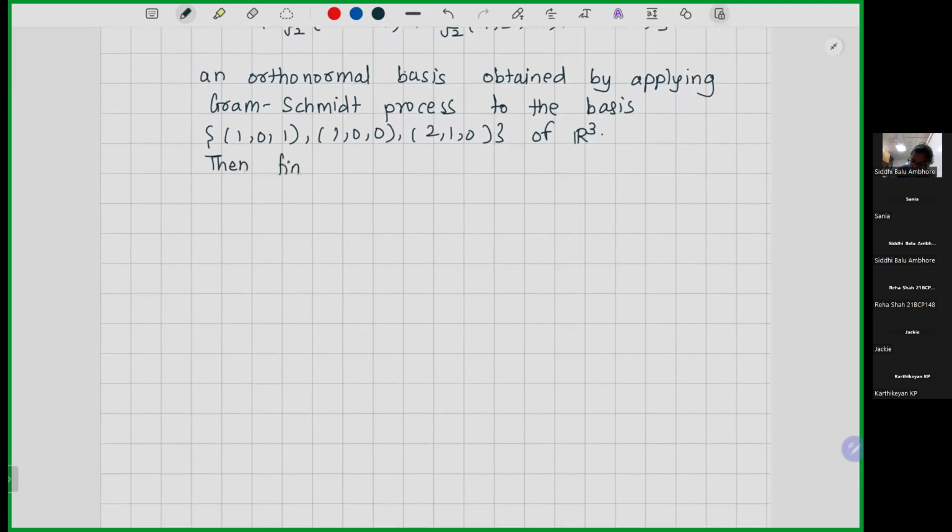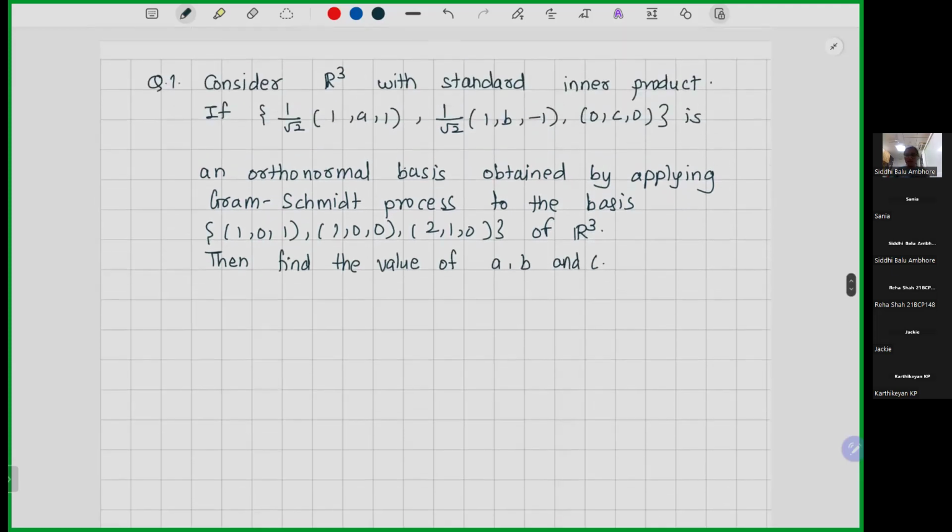Then find the values of A, B, and C. So what we are given is that this is a basis of R3, (1, 0, 1), (1, 0, 0), (2, 1, 0), and when we apply Gram-Schmidt orthogonalization to this basis, we obtain this orthonormal basis. So what are the values of a, b, c that we have to find out?